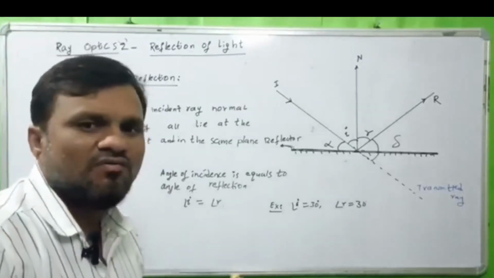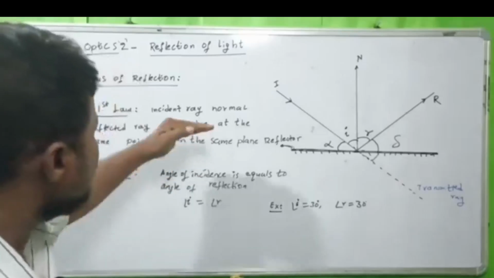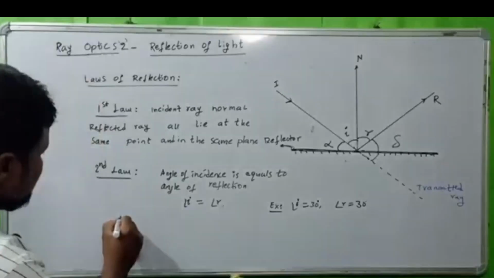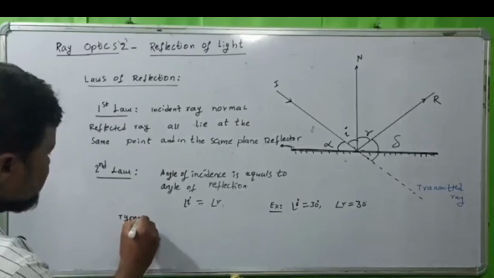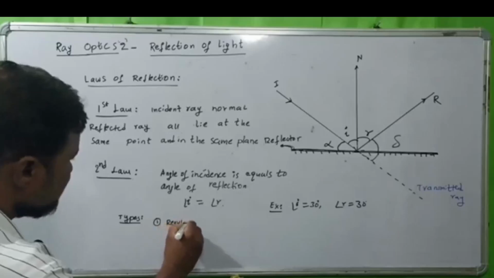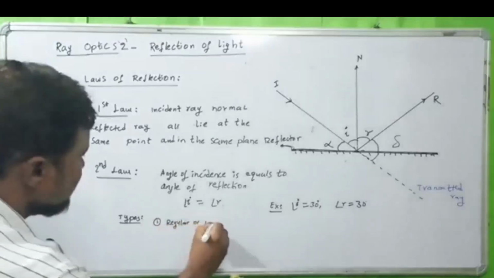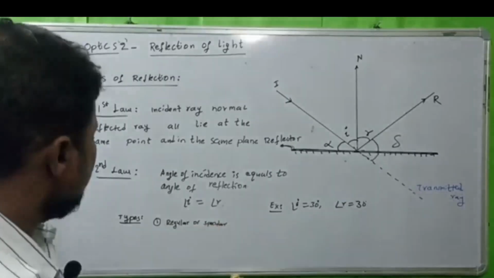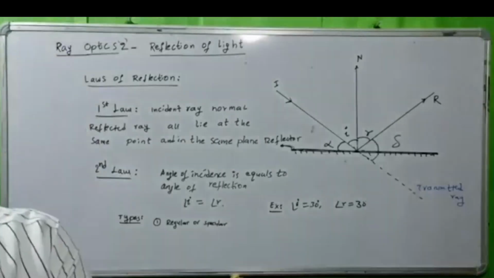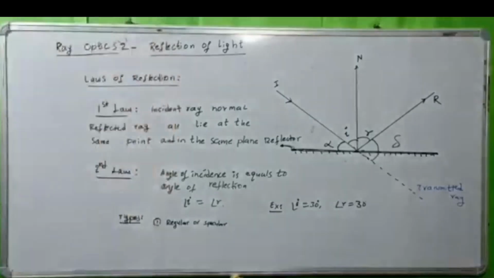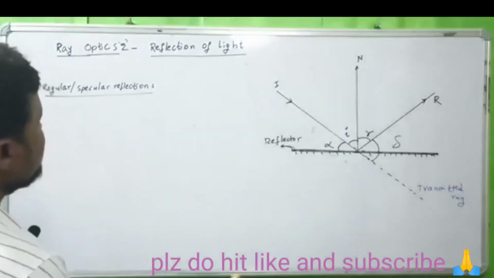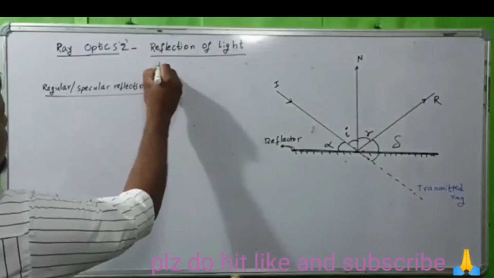Now we will discuss the types of reflection. Actually, we have two types of reflection. The first one is regular or specular reflection. And the second one is irregular or diffused reflection. Regular or specular reflection of light types.